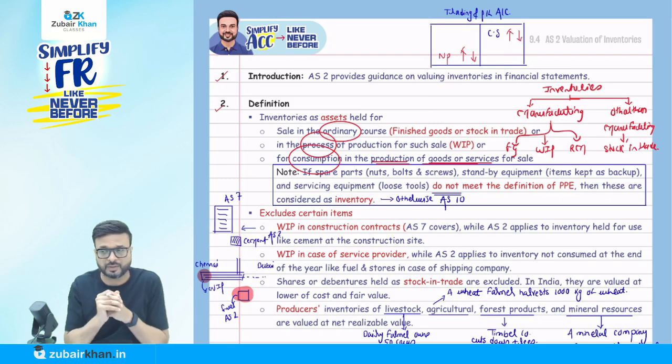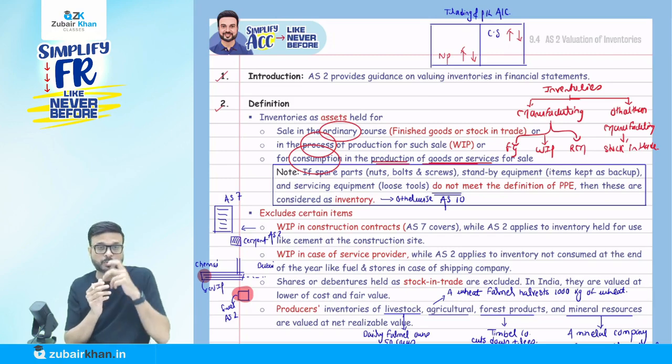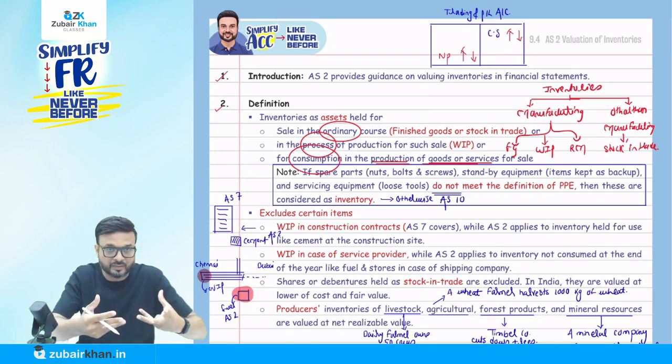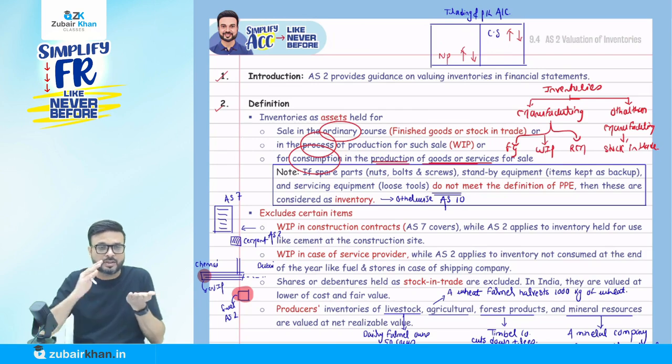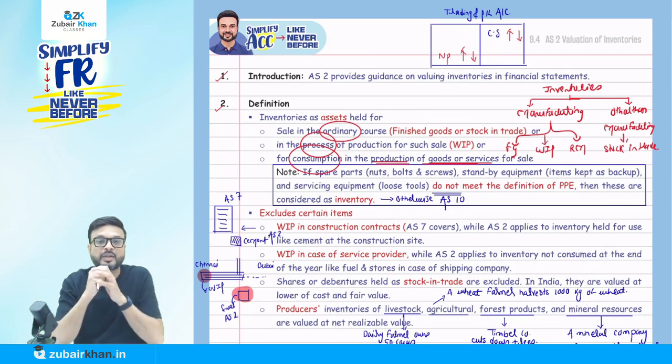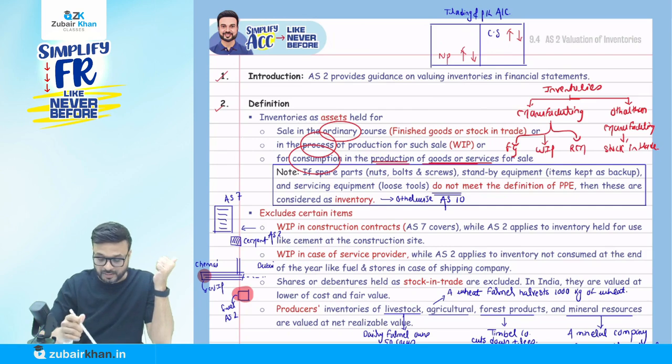For example, from the doctor's point of view, the doctor is going to use some medicines or injections that year to provide the services that year. So if it is held at the end of the year, that is an asset for him because he is going to use it next year. Okay. So what is this inventory?